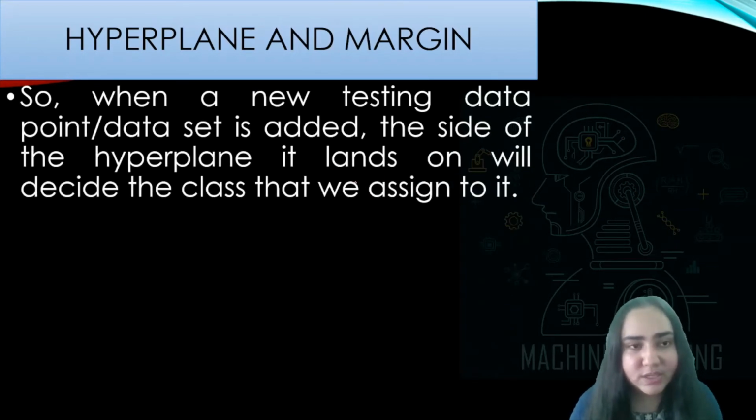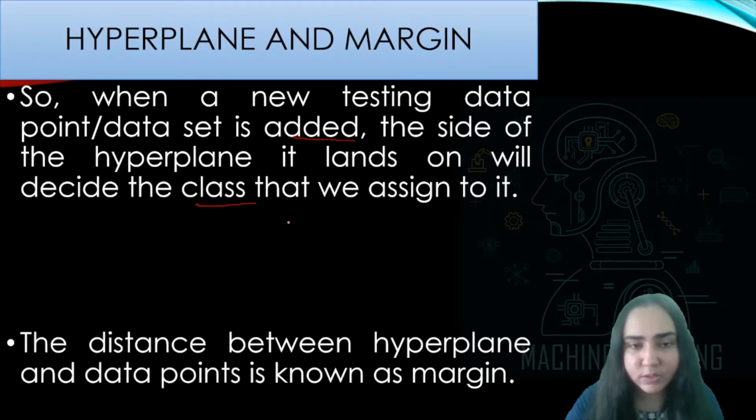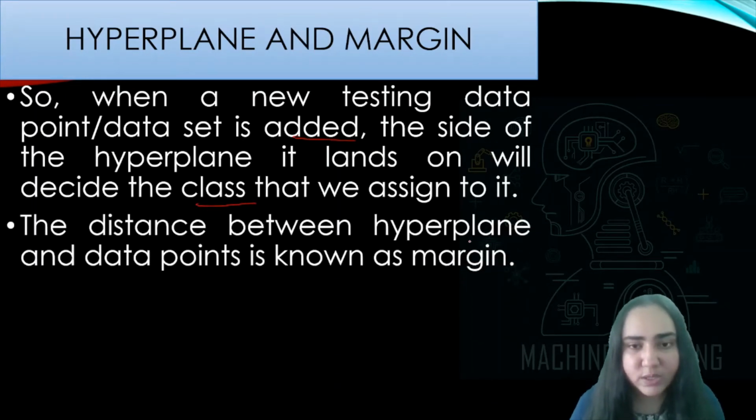So when a new testing data point or data set is added, what happens? The side of the hyperplane it lands on will quickly decide for you which class you're going to assign to it. And the distance between the hyperplane and data points is known as a margin, okay? So if this is your hyperplane, the distance between this hyperplane and the data points, like this, will be your margin. This is called the margin.